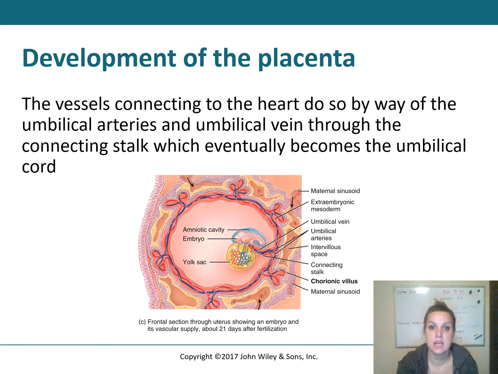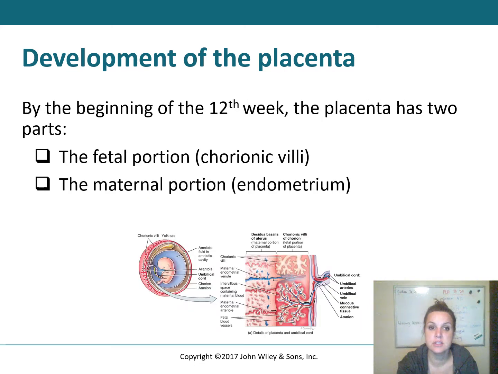The vessels connecting to the heart do so by way of the umbilical arteries and umbilical vein through what's called the connecting stalk, and this is going to eventually become the umbilical cord. So the placenta is fully formed by the beginning of the 12th week, and it has 2 parts, the fetal portion, which we call the chorionic villi, and the maternal portion, which is the endometrium.